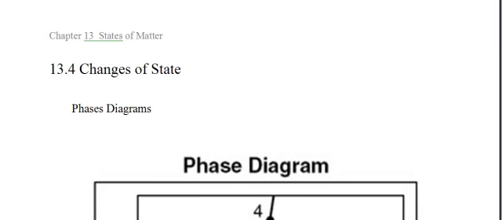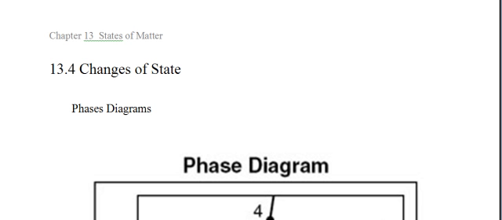And welcome to 13.4, Changes of State. In this particular podcast, we're going to talk about the different terms that we use for different changes of state, and then we're also going to look at diagrams that show the different temperatures and pressures at which these solids, liquids, and gases can exist.